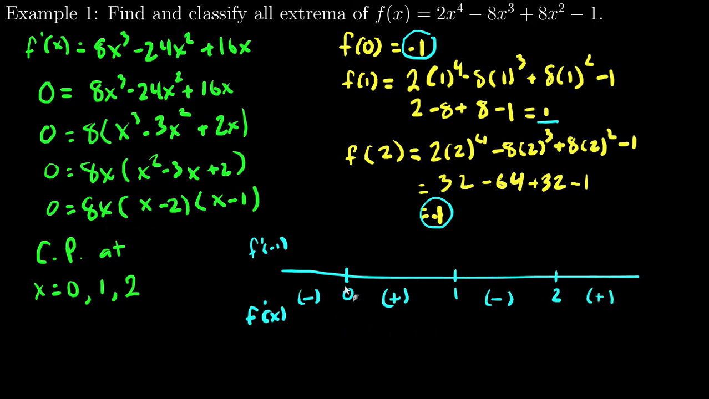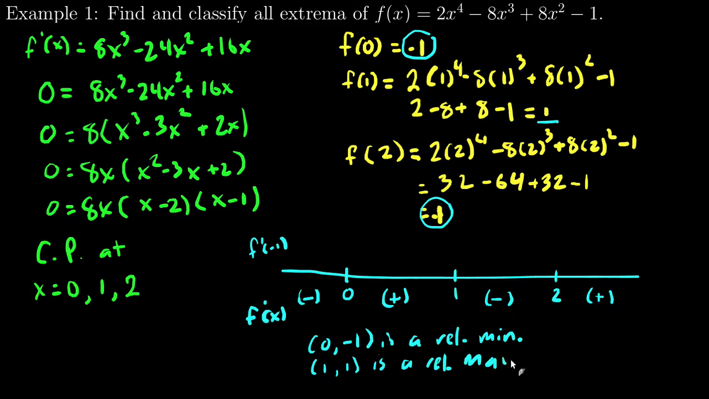And this will tell me right now that the point 0, negative 1 is a relative minimum because the derivative changes from negative to positive. The point 1, 1 is a relative maximum because the derivative changes from positive to negative, and the point 2, negative 1 is a relative minimum, again, because the derivative changes from negative to positive.